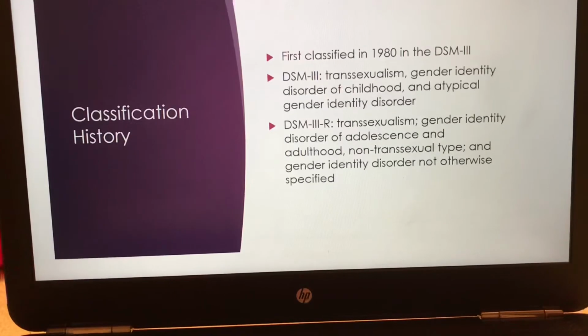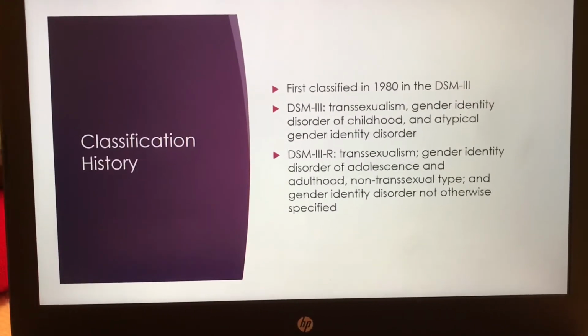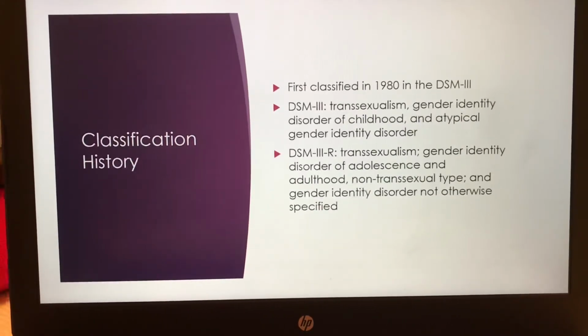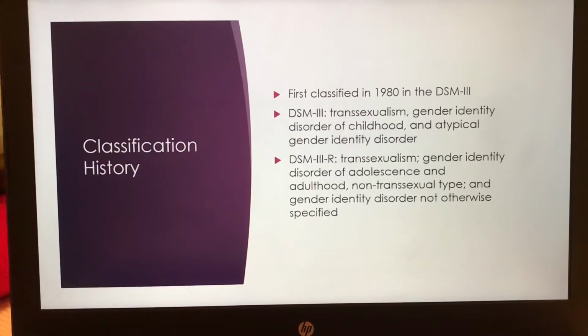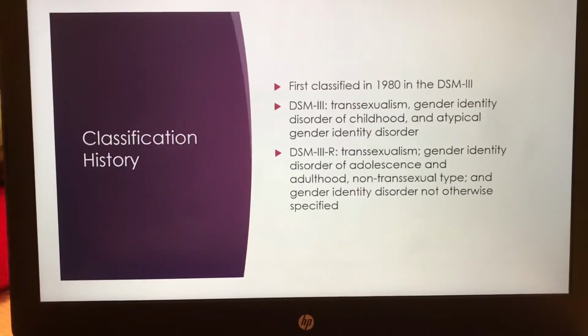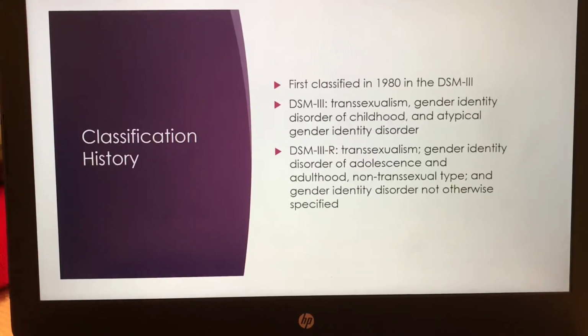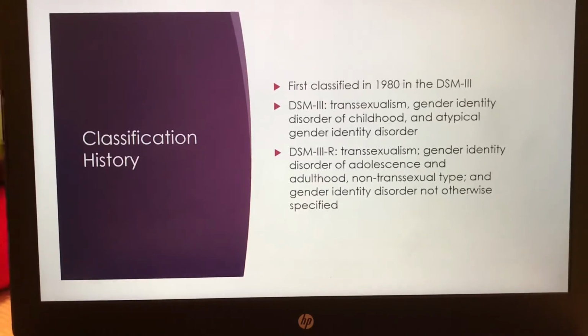A gender identity disorder of childhood diagnosis involved a child rejecting their current anatomy and having a strong desire to grow up as the opposite sex. And atypical gender identity disorder was for individuals that did not fall under the other 2 categories.